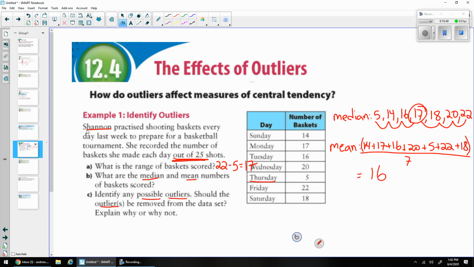so let's say that we removed the 5 from finding the mean, her average would go up quite a bit. Okay, so it definitely changes. Having that 5 in there affects it quite a bit. We'll see that again in a second.